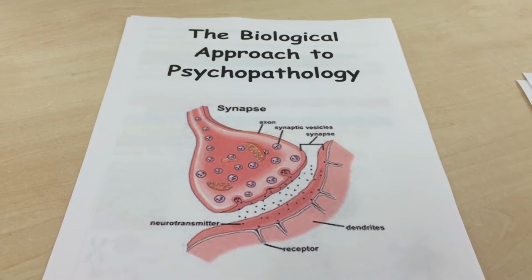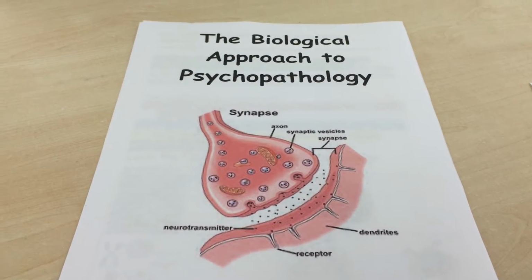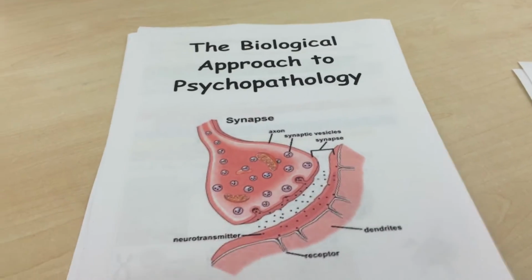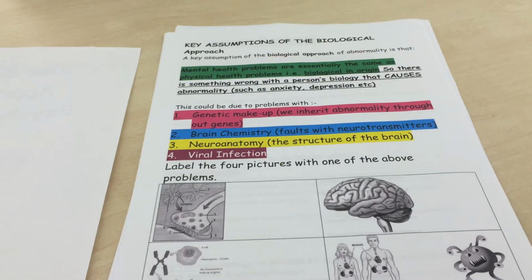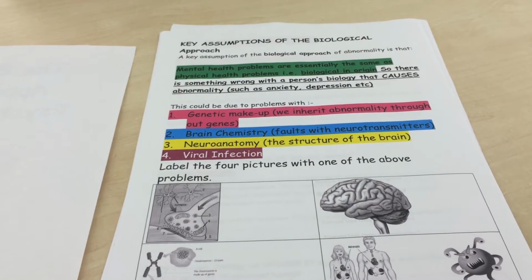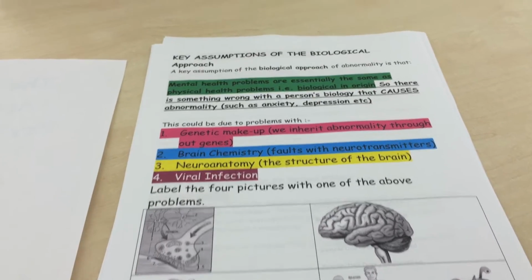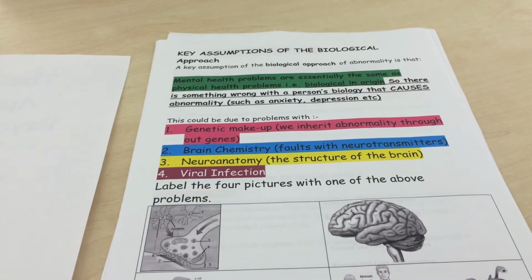This is a model essay for "Outline and evaluate the biological approach to psychopathology" for 12 marks. A key assumption of the biological approach to abnormality is that it is caused by changes in the body. Mental disorders may be caused by genetic inheritance, brain chemistry, neuroanatomy, or viral infection.